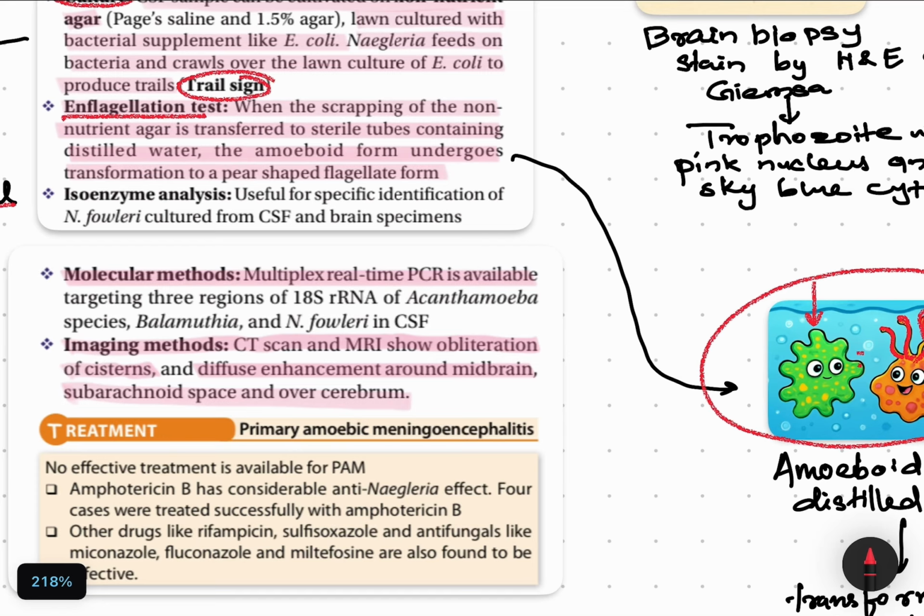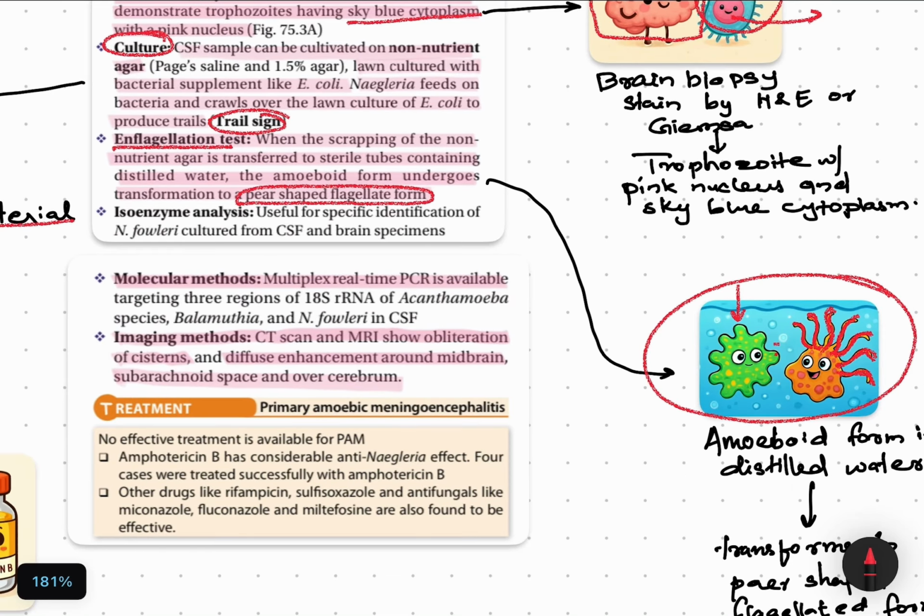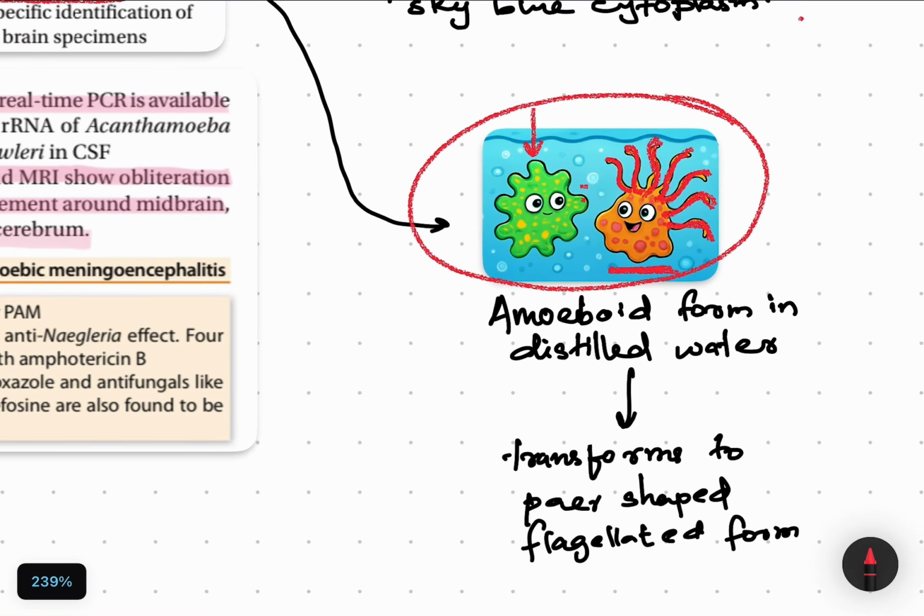You take some scraping from your non-nutrient agar and transfer it into a sterile tube containing distilled water. As soon as you do this, the amoeboid form will undergo transformation, and it will form a pear-shaped flagellated form. Just remember, this is a pear shape. This is nowhere near a pear shape, but still, keep in mind that in this picture there is an amoeboid form and a form which has grown out its flagella. As soon as you keep it in distilled water, it will grow out its flagella.